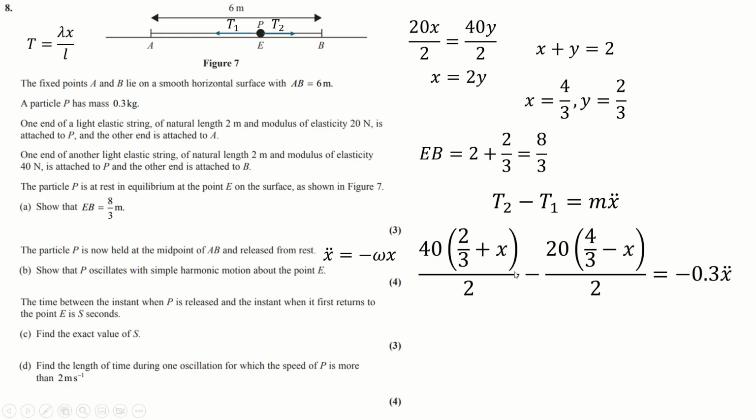Okay, what this is saying here is that the new tension in the right-hand string is still lambda x over L, but x is now the 2/3 it's originally centered, plus some little distance x that it's newly extended by, if I'm just imagining this is just slightly to the left of where the equilibrium point is. And likewise, this one over here is the same tension as it was before, but x is now 4/3 minus that little extension that's been moved away towards the left like that.